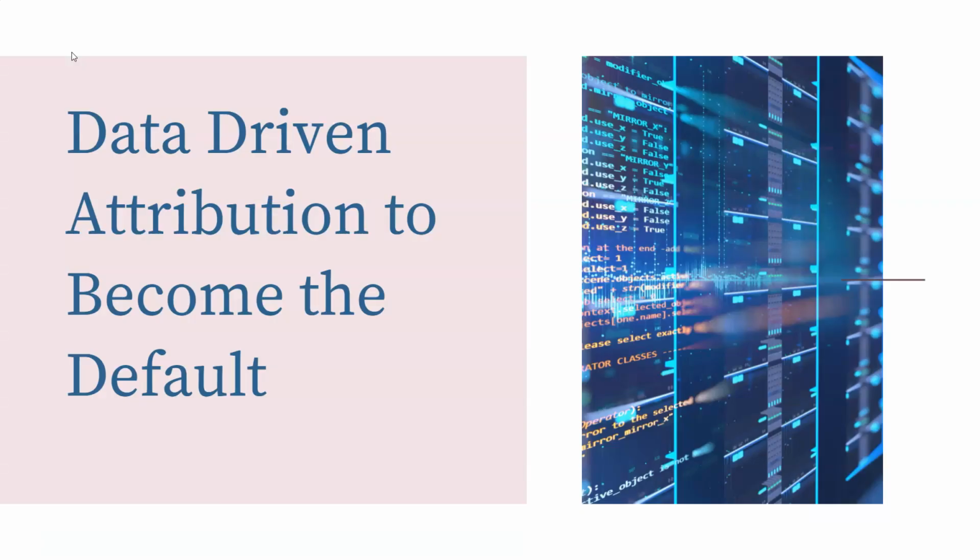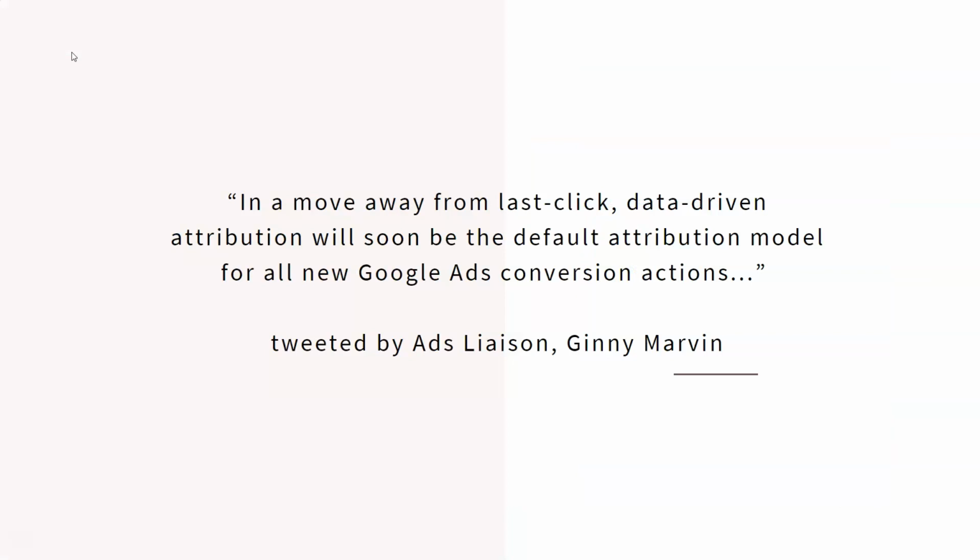The second one that seems to have been announced recently is that Google have basically told us that data-driven attribution is or will be becoming the default. So this is a tweet posted by Ginny Marvin of Google, where she says, in a move away from last click, data-driven attribution will soon be the default attribution model for all new Google Ads conversion actions.